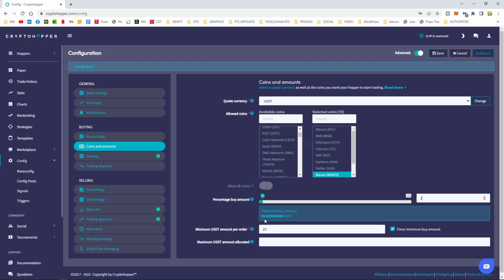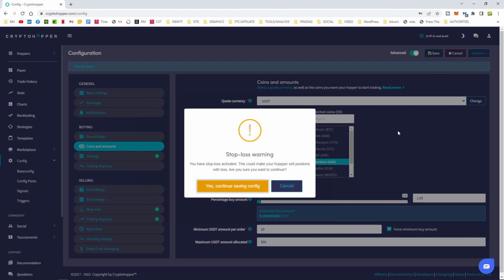There you go. $10. In fact, I'm just going to make it slightly more because sometimes those $10 buy orders will fail because it comes in lower than $10 once it's gone on the exchange. So $10.50. Minimum USDT per order, put $10 in there. Maximum amount allocated. This is how much we're trading with in total. Let's say you want to limit from your 1,000, you want it to only use $500 of your 1,000.